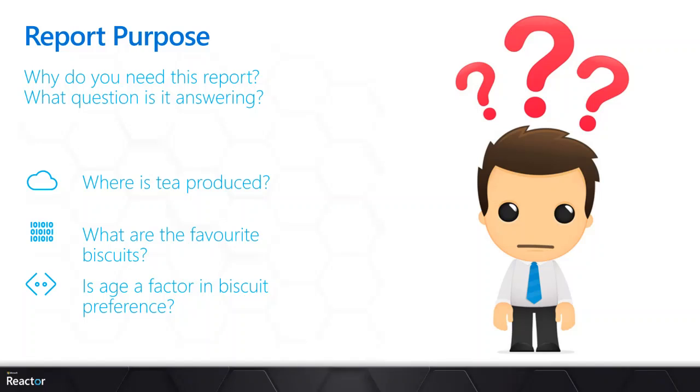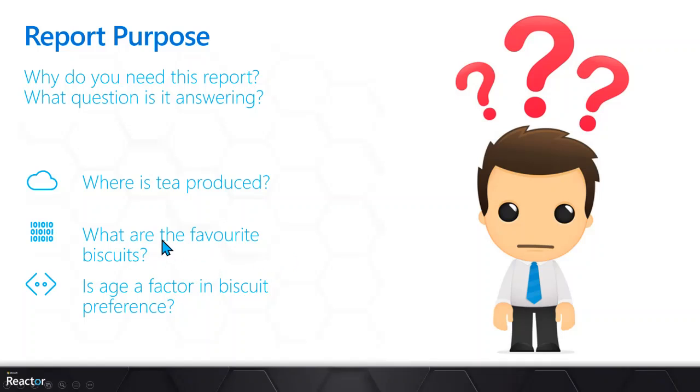It's not all grown in China, which I assumed, China and India, that was it. But no, the rest of the world has tea as well. They grow tea as well. And then I made up some fictitious data. What are favorite biscuits? And is age a factor in biscuit preference?